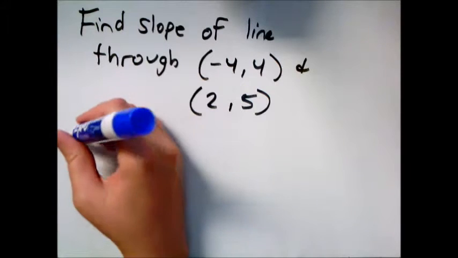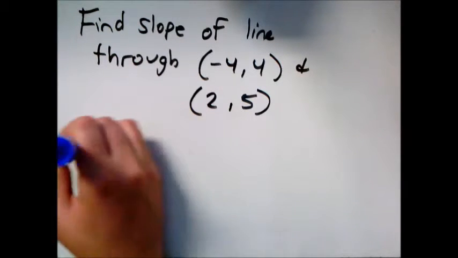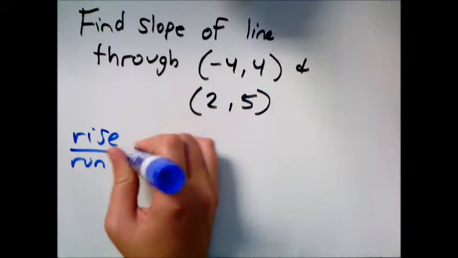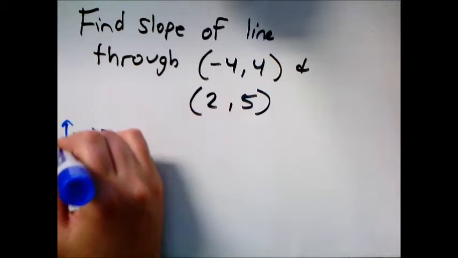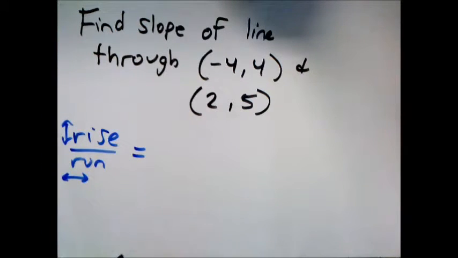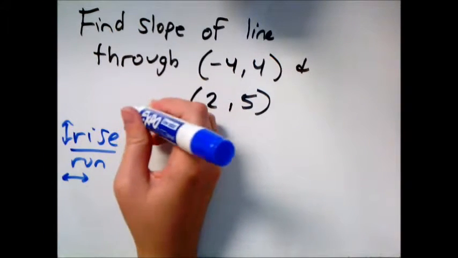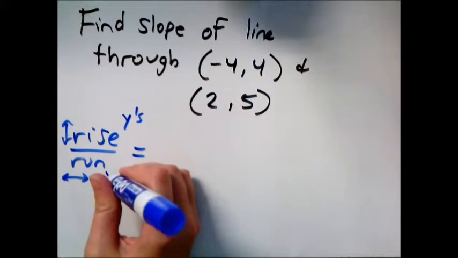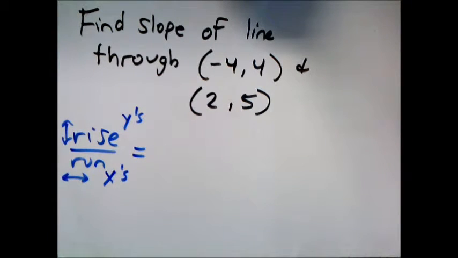Well, if all we remember about slope is rise over run, why does that help me? Well, rise is up and down and run is back and forth. So picture on a graph, what letter do we use to measure up and down? It's the y's, and the letter we use to measure back and forth is the x's.